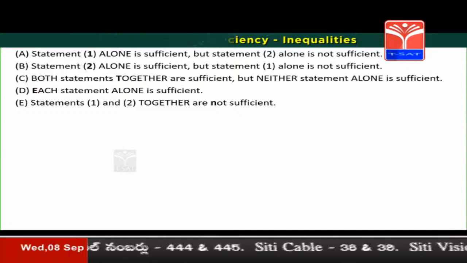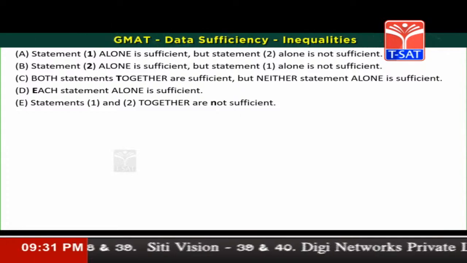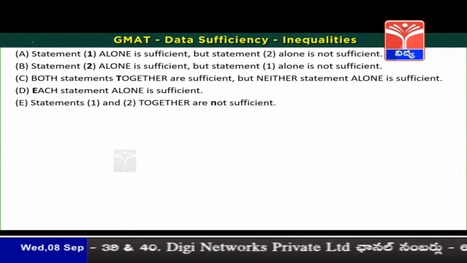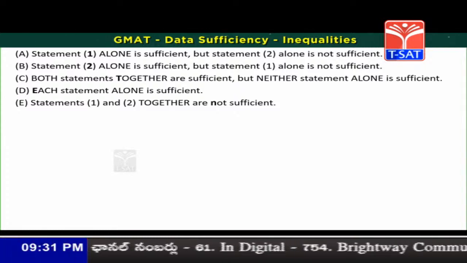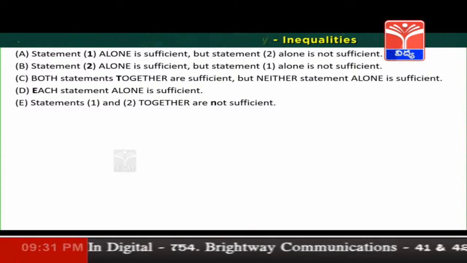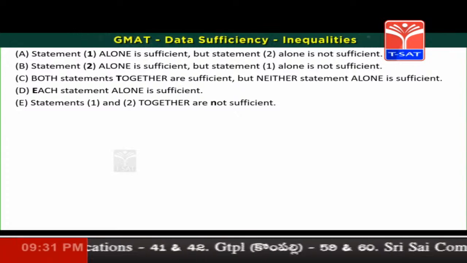And answer option C is when both statements together are sufficient, but neither statement alone is sufficient. Answer option D is each statement alone is sufficient to answer the question, and answer option E is when statements 1 and 2 together are also not sufficient to answer the question. So, let us begin with our questions. Let us see the first question.